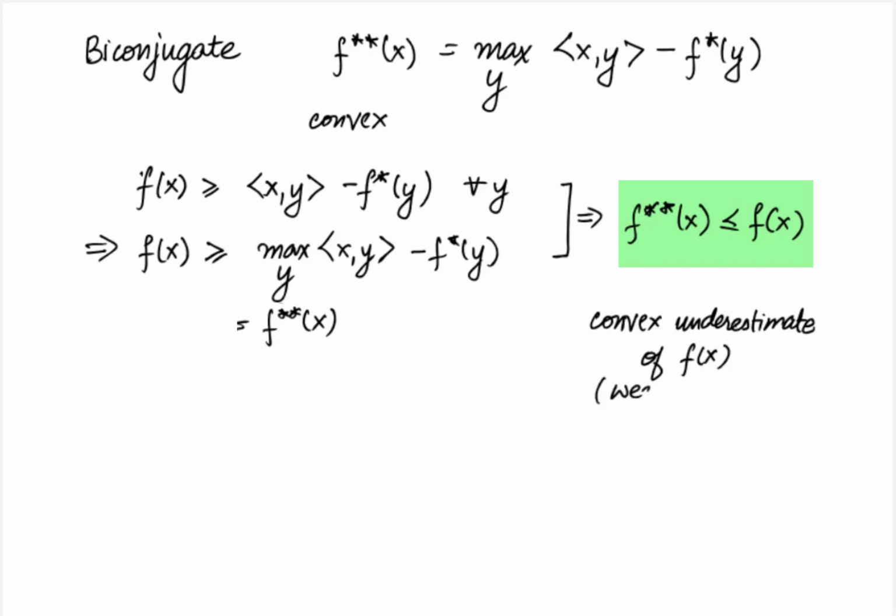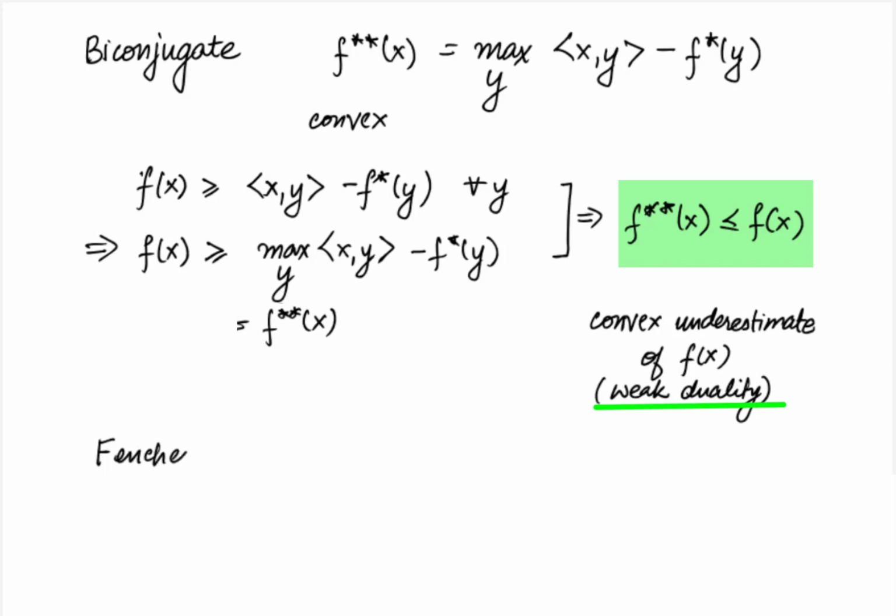If you recall, we were able to derive the weak duality result just from the definition of the Lagrangian dual. In the same way, we have been able to obtain the bound f of x greater than or equal to f star star of x just from the definition of the conjugate function. So this is the counterpart of weak duality.